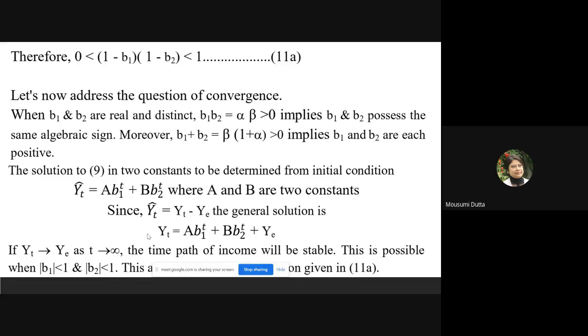Am I right? Yes, ma'am. Already the particular integral component is in your hand, which is g naught by 1 minus beta. So we are moving towards the calculation of CF and thereby calculation of the entire time path of y.